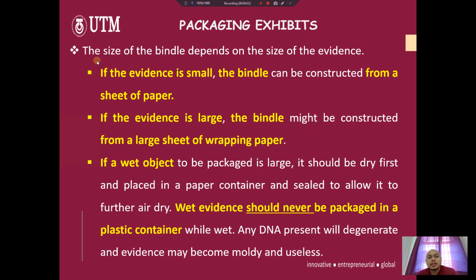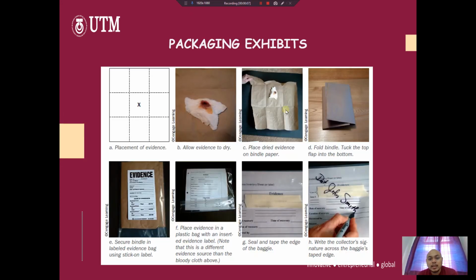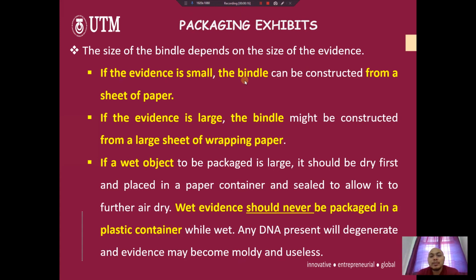For packaging the exhibits, the size of the bindle depends on the size of the evidence. What is a bindle? Before we go further, this is a bindle. If the evidence is small, the bindle can be constructed from a sheet of paper. You can use A4 paper as the bindle if the evidence is small. If the evidence is large, the bindle might be constructed from a large sheet of wrapping paper, to wrap the evidence.